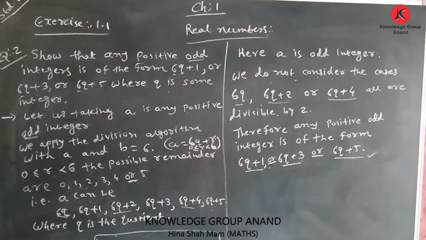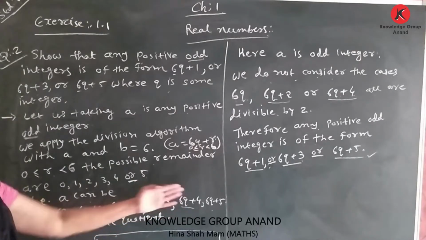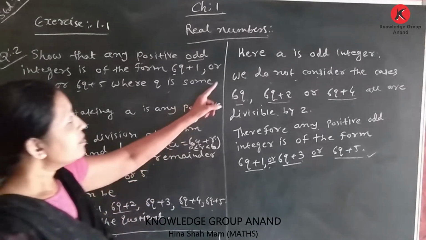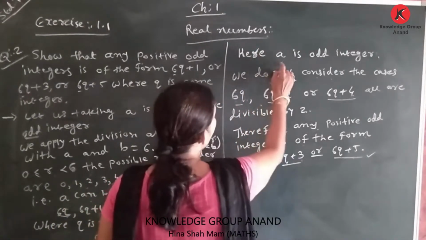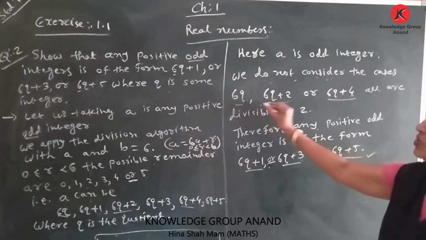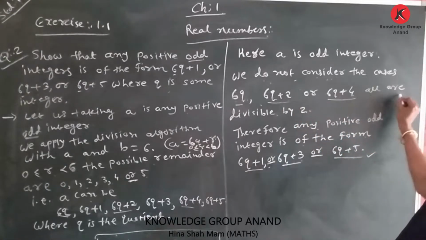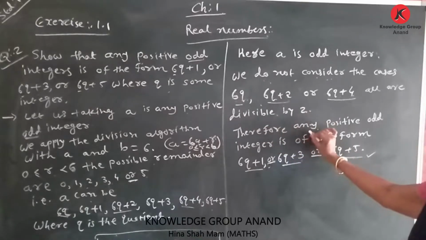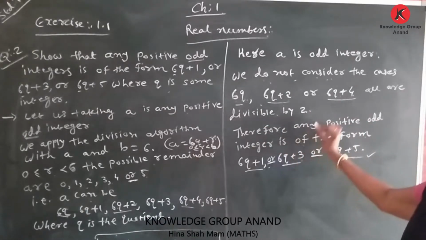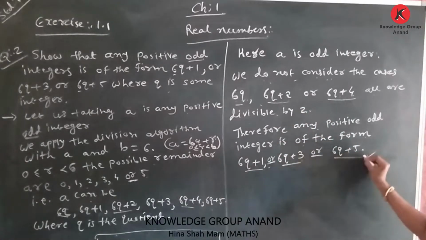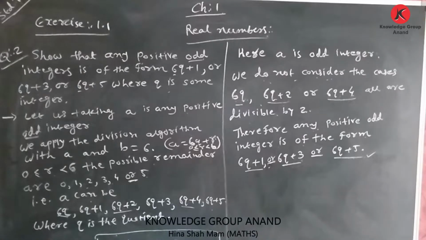By our division lemma, the possible remainders are 0, 1, 2, 3, 4 or 5. That is, a can be 6q, 6q plus 1, 6q plus 2, 3, 4 and 5, where q is the quotient. Here a is an odd integer. We do not consider the cases 6q, 6q plus 2 or 6q plus 4, all are divisible by 2. Therefore, any positive odd integer is of the form 6q plus 1, 6q plus 3, or 6q plus 5.